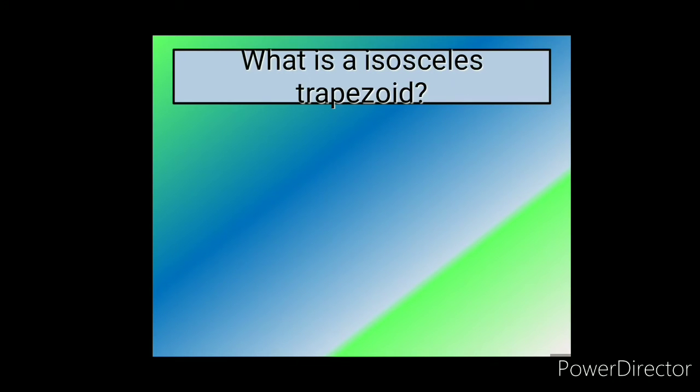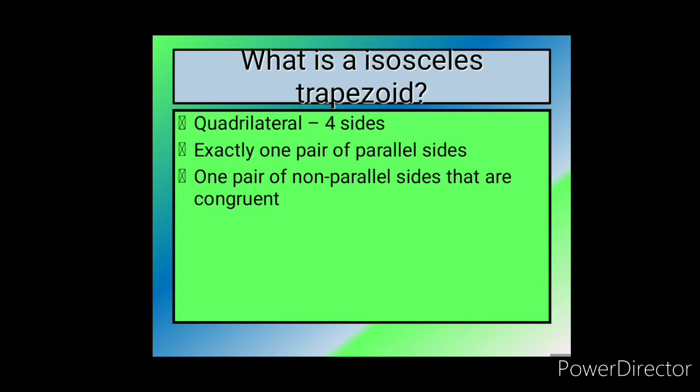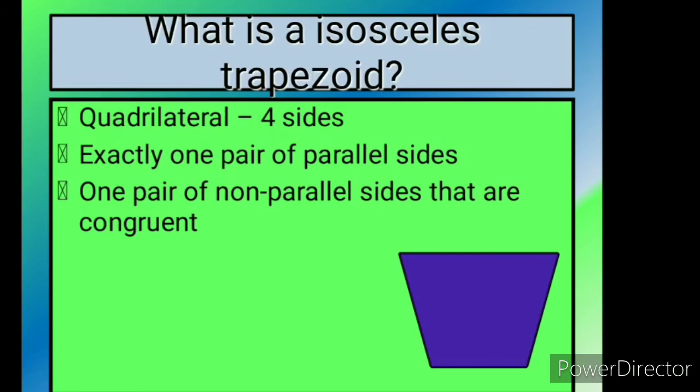What is an isosceles trapezium? It belongs to the trapezoid family. What is the difference between a trapezoid and an isosceles trapezoid? It is a quadrilateral, so four sides, with exactly one pair of parallel sides similar to a trapezoid, but one pair of non-parallel sides that are congruent. See, look at this. We have one pair of parallel sides, but the other pair are non-parallel. They are equal. A trapezoid which has equal non-parallel sides has a special name. What is that? Isosceles trapezoid.